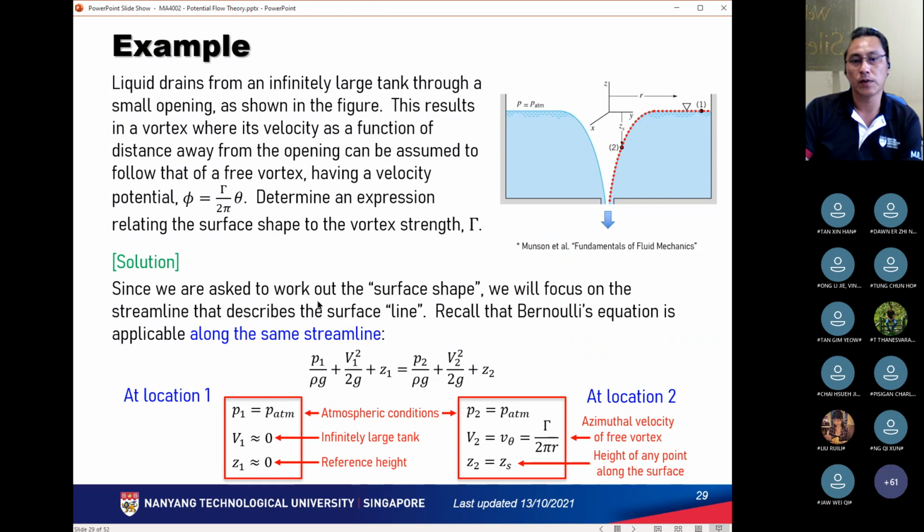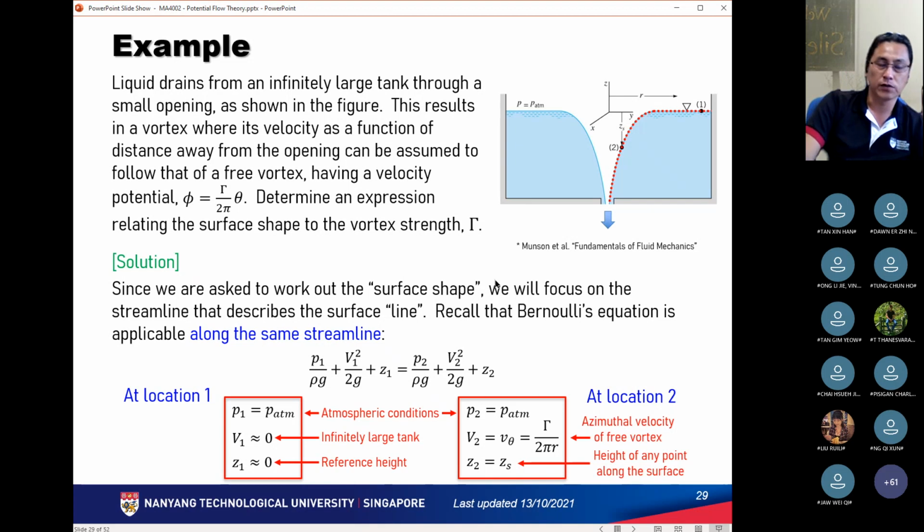Since we are asked to work out the shape of the surface, of course this is highly exaggerated. It's not going to look like a black hole, not like the event horizon. Now, since we're asked to work out the shape or the profile of the surface, let's focus on one particular streamline, as indicated by the red dashed line here. We just focus on that streamline that describes this surface line, if you will.